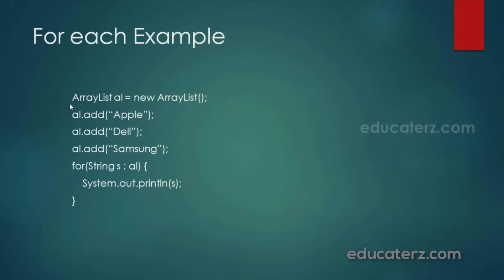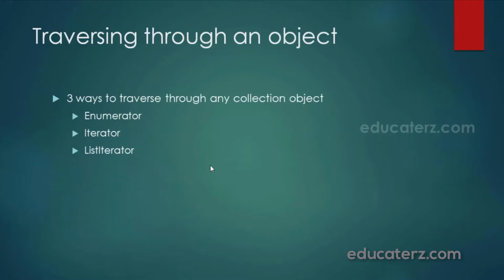For example, if I take an ArrayList AL equals new ArrayList and add some strings in it like Apple, Dell, Samsung, I can traverse through the ArrayList saying for String s, because all the elements in the ArrayList are of string type, so I'm just taking a string variable here. So for each String s in AL, do the following actions, which would display all the elements of the ArrayList.